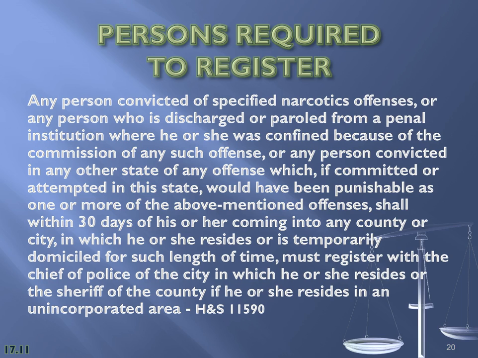Any person convicted of specified narcotics offenses, or any person who is discharged or paroled from a penal institution where he or she was confined because of the commission of any such offense, or any person convicted in any other state of any offense which, if committed or attempted in this state, would have been punishable as one or more of the above mentioned offenses, shall within 30 days of coming into any county or city in which he or she resides or is temporarily housed, register with the chief of police of that city in which he or she resides, or the sheriff of the county if he or she resides in an unincorporated area.